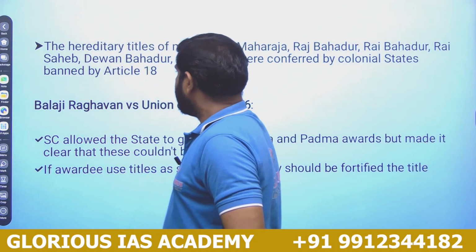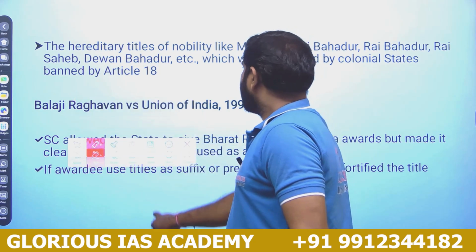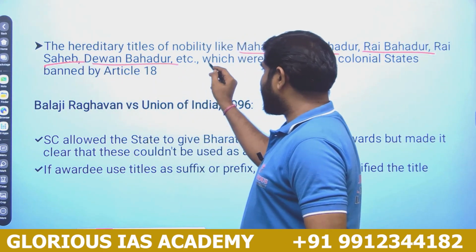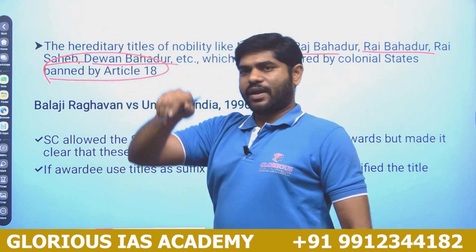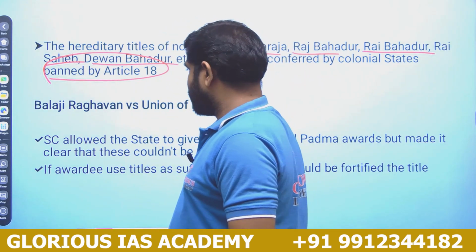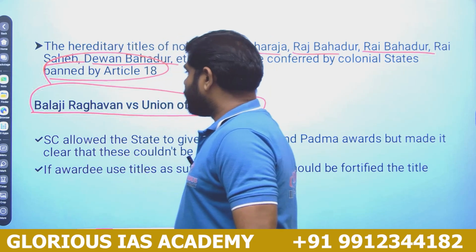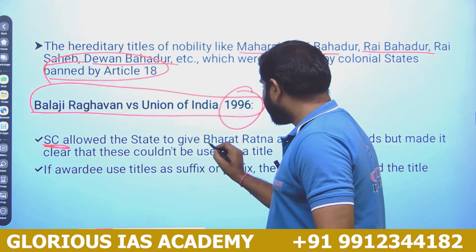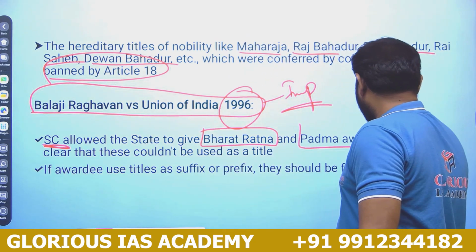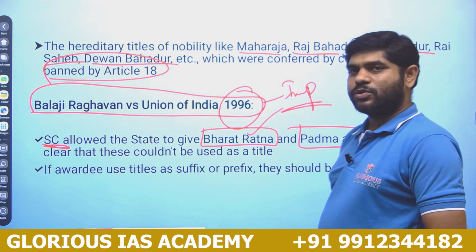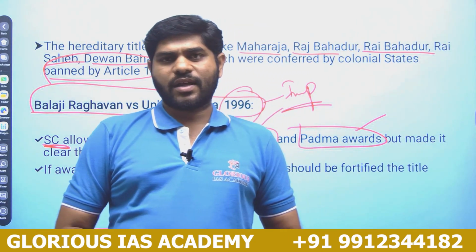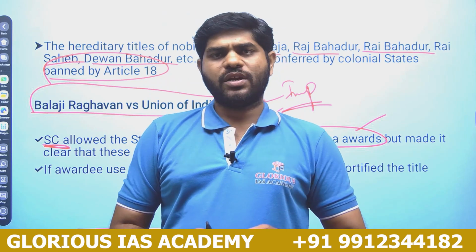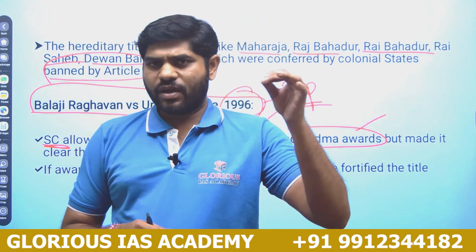Hereditary titles of nobility like Maharaja, Rai Bahadur, Raja Bahadur, Rai Sahib, Diwan Bahadur, etc. are all banned by Article 18 of the Indian Constitution. And there is a very important judgment, Balaji Raghavan versus Union of India. In this judgment, the Supreme Court allowed certain awards like Bharat Ratna and the Padma Awards to be conferred on citizens. Recently, Bharat Ratna was conferred on renowned persons like L.K. Advani, Padma Vibhushan was given to megastar Chiranjeevi, and Padma Shri was given to a lot of people.